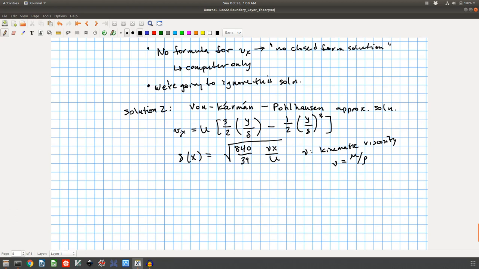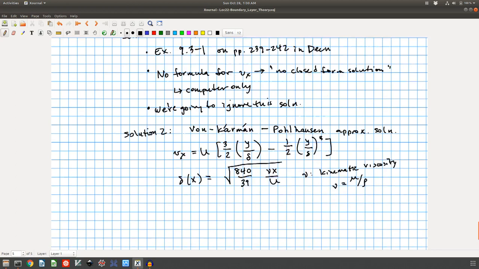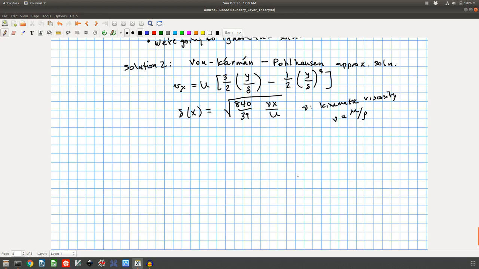Much better. We have a velocity that we can write down. We have a boundary layer equation that we can write down. Right? You can get the boundary layer formula. It's the one that's been in your book for the Blasius, but this one is easier to write down. We can do some calculations. All right. So the downsides of the von Karman-Pohlhausen solution are it's not as accurate. All right, but we can write it down. And another one is it's not in your book. That's also a bummer.